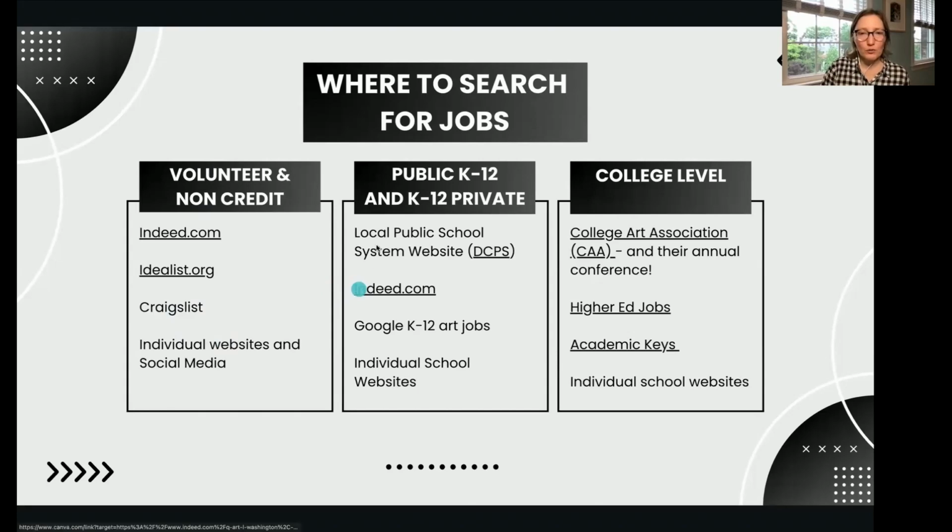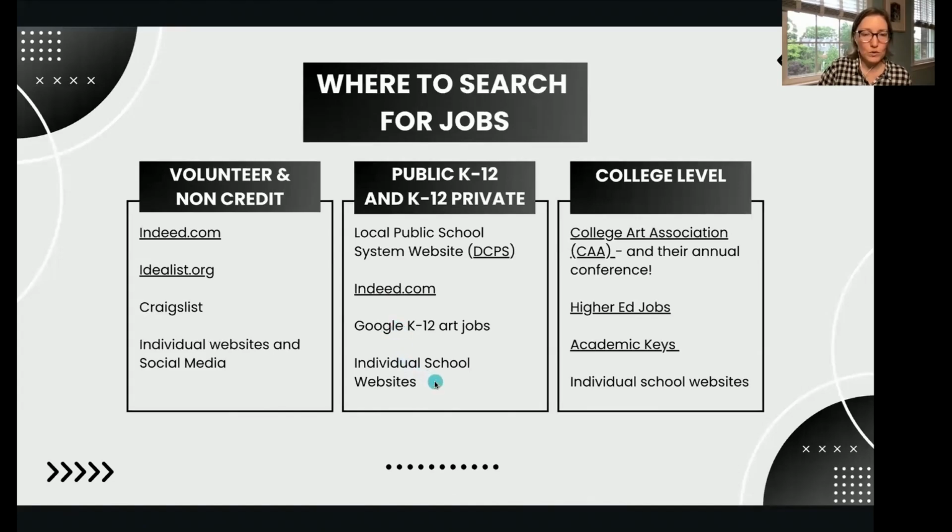Public K through 12 and private K through 12. This is where I would love to hear from someone in the chat. If you're looking for a public K through 12 job, your best bet is going to be to go to the local public school system website. So in our area, that's DCPS, DC Public Schools. And there are jobs there right now. You can also find private schools hiring, again, on Indeed.com. You can just Google K through 12 art jobs. Again, I did it yesterday and tons of things popped up.